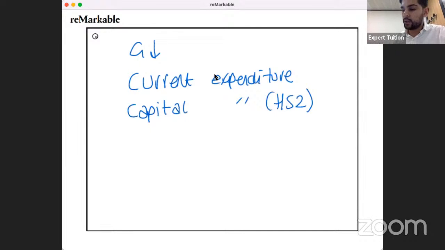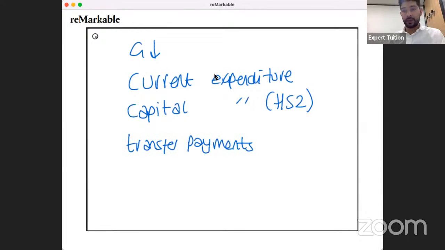The last is called transfer payments. What are transfer payments? Transfer payments is a fancy way of saying unemployment benefits. So the government could reduce unemployment benefits, for example. And again, the consequences of that are twofold. One is they get more revenue. So they spend less, so they don't spend as much.